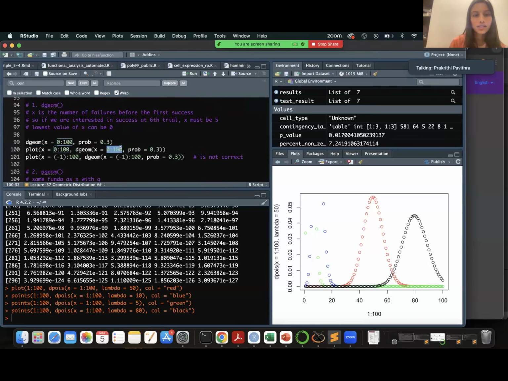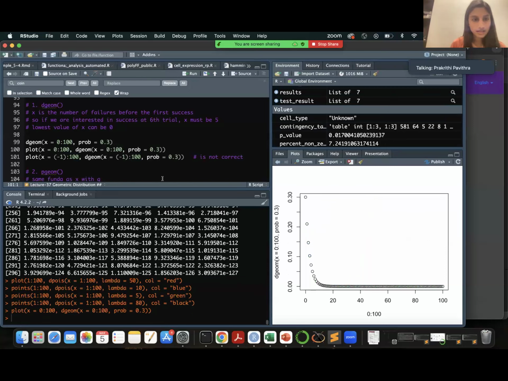0 to 100 failures. Because this is k minus 1, your first trial would actually be denoted by 0. So in R, it is k minus 1. It's not k. It doesn't mean k. So this is your k minus 1. Your first trial is 0, and your 101st trial is 100.